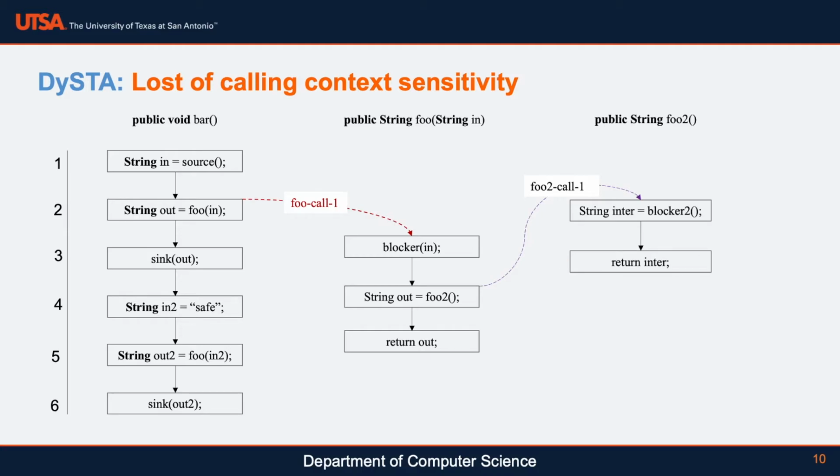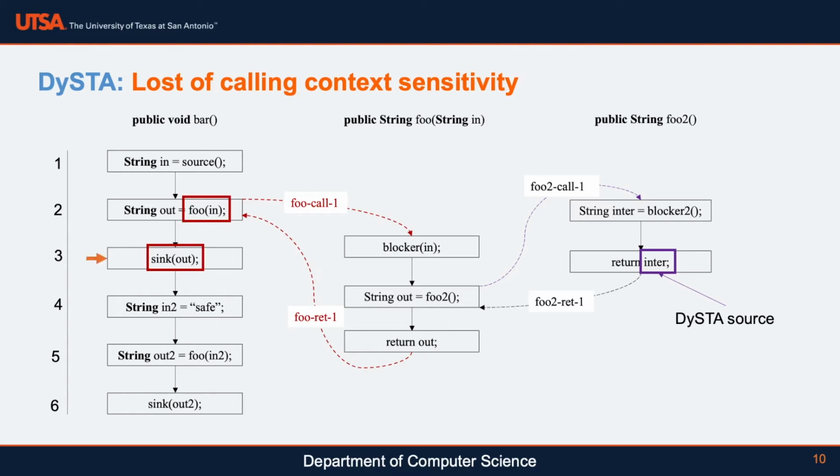Our approach, ConDySTA, will identify this as sensitive data and consider it as an intermediate source. Then this source will return back to the method foo, and then back to the method bar. Finally, in the method bar at line 3, the source will pass to the sink point, and ConDySTA will identify this data flow and consider it as a leak.